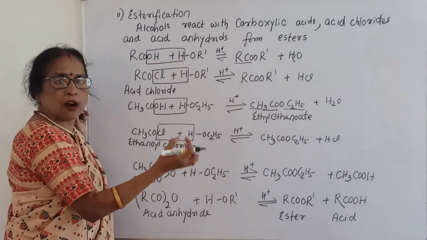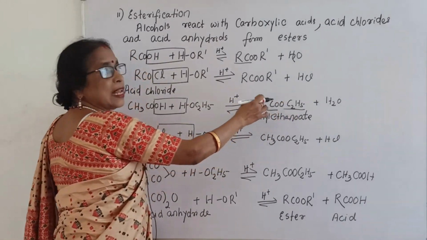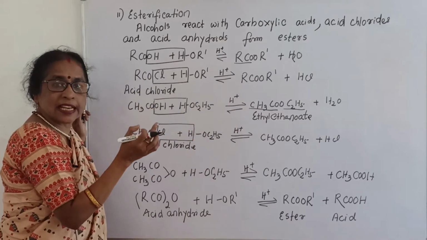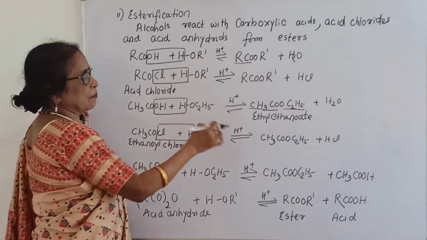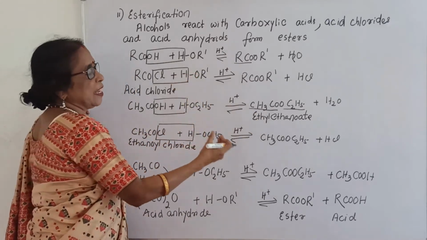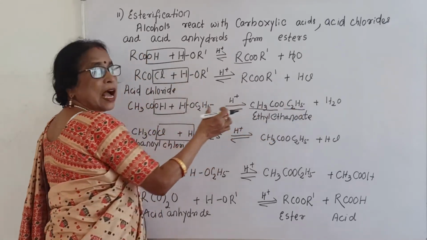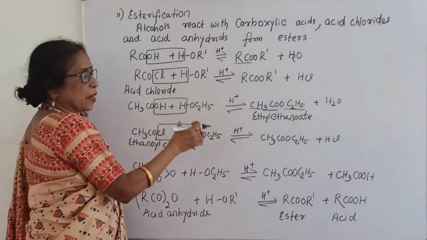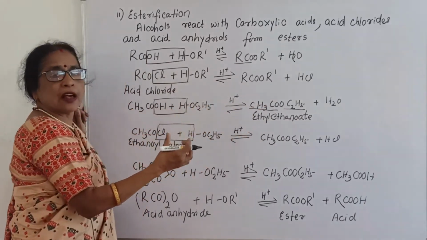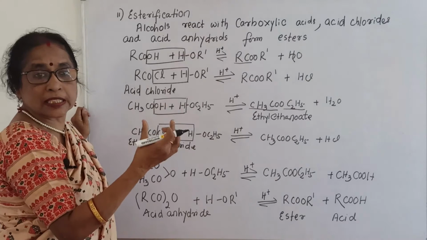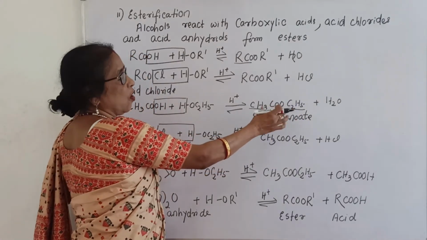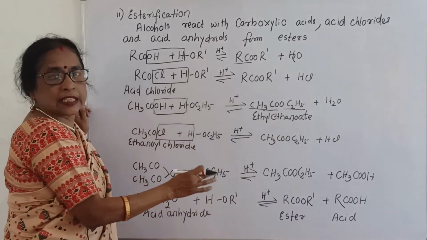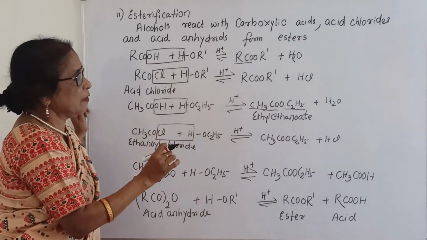So by common name, ethyl acetate. Why is it acetate? Because it comes from acetic acid. Or by IUPAC name, ethanoate. Why ethanoate? Because it comes from ethanoic acid by IUPAC name. So what is the name? Ethyl ethanoate. So I hope it is clear. Now you feel it is very easy.